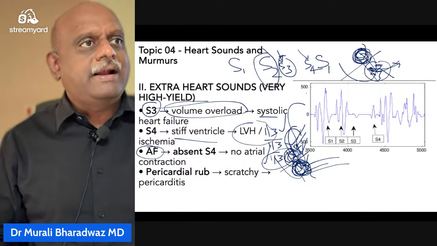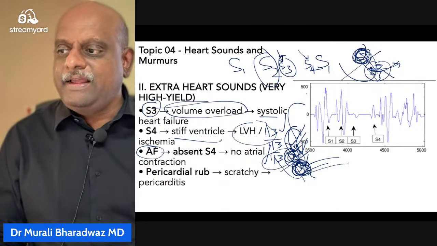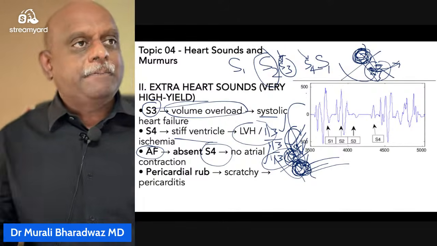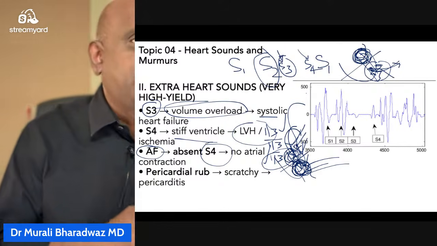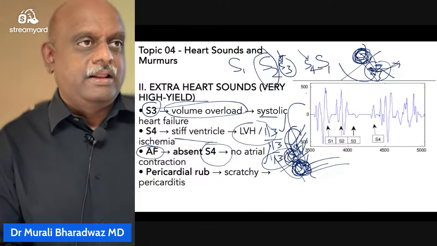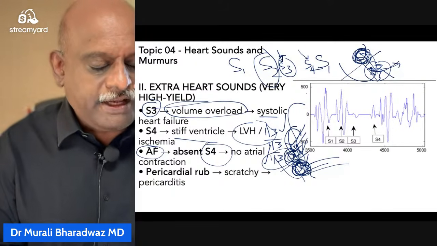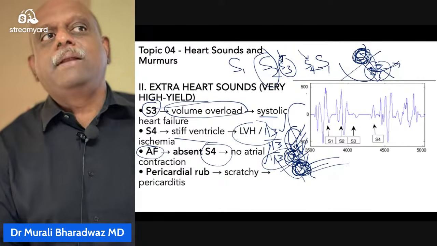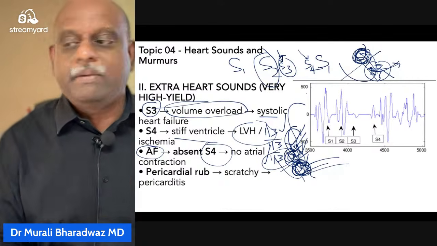Then what happens if there is atrial fibrillation? The atria are not contracting. No chance of listening to S4. There is an absent S4 whenever there is atrial fibrillation. Rule number 1: for the S4 to be heard, the atria must compulsorily be not fibrillating. That is a rule to be remembered.